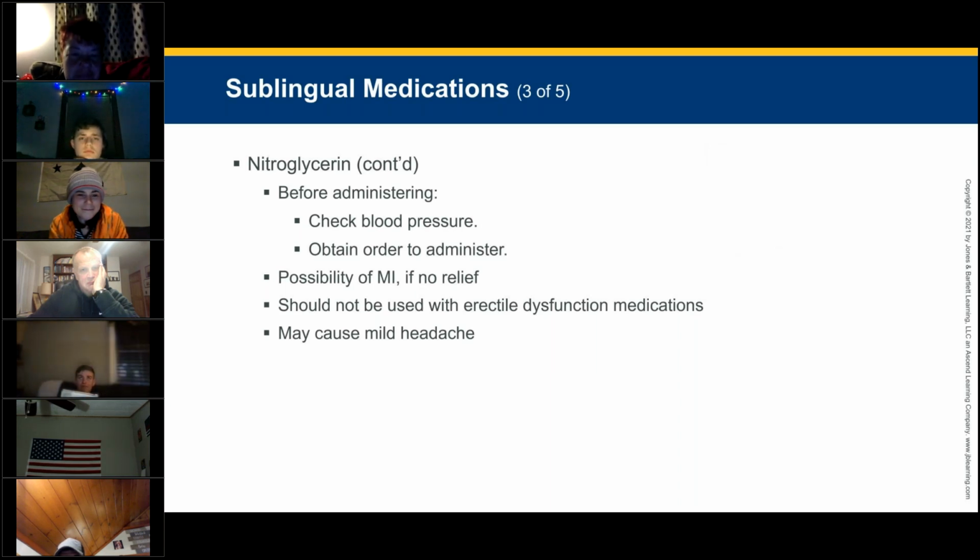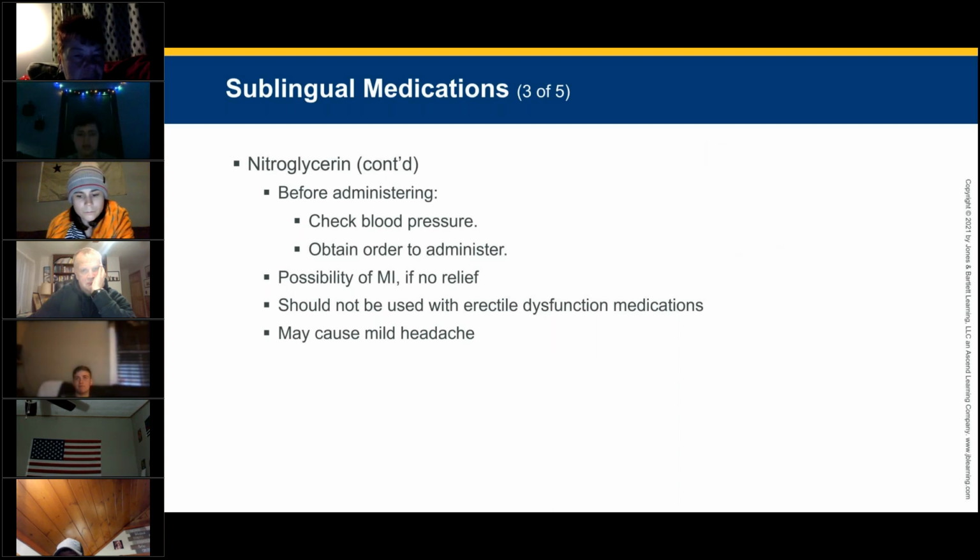So before you administer nitroglycerin, you want to check the patient's blood pressure. You want to obtain orders or follow your local protocols. And there could be a potentially fatal interaction if the patient has consumed erectile dysfunction medication within the past 24 hours. Some of the common medications are Viagra, Cialis, Levitra, and they can be used by both men and women.